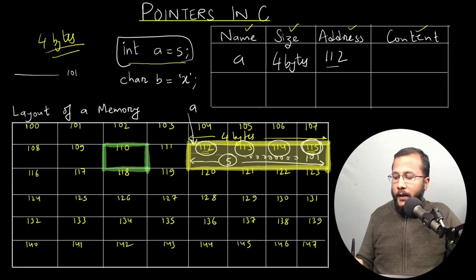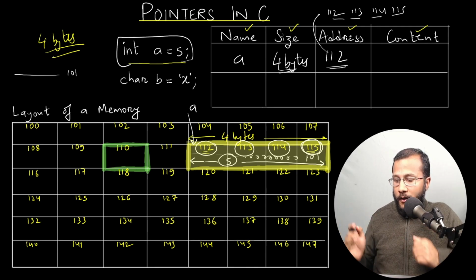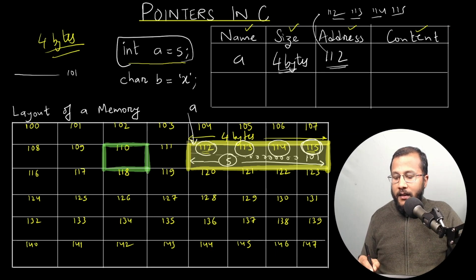Because once we know 112, and we know there are 4 bytes, we can easily note down that if 112 is the starting address, 113 would be the second one, 114 and 115. And we'll be taking 4 bytes because the size of integer is 4 bytes, that is known to us. So whenever I say address, I mean it is the starting address of this entire block. So the starting address is 112.